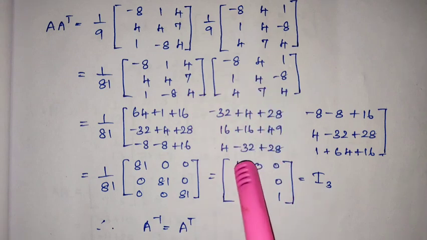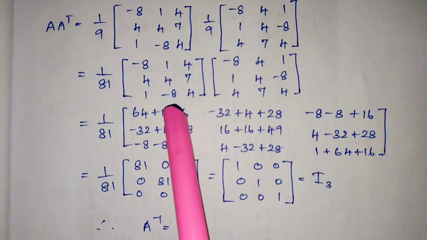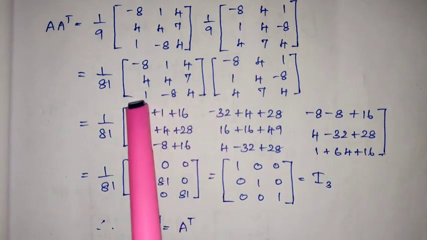Minus 8 into 4 is minus 32. 4 into 7 is 28. 1 into 1 is 1. Minus 8 into minus 8 is plus 64. 4 into 4 is 16. So this is altogether 81.